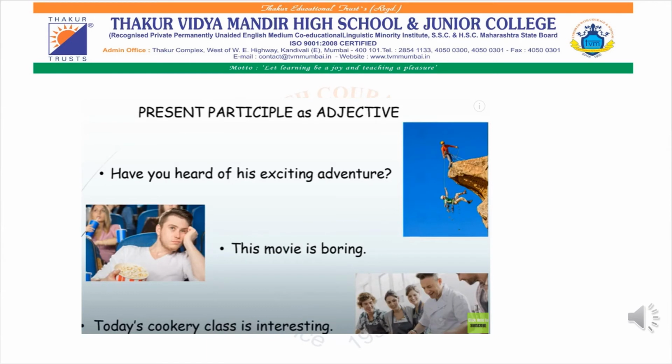So now we shall study the present participle as an adjective. Even in a gerund we use V1 plus ing, that is verb plus ing, and also in a participle we use V1 plus ing. But remember that in a participle the main verb will act as an adjective, and you will understand as we move ahead with the examples. In the first sentence, have you heard of his exciting adventure? Oh my god, look at this picture. Here exciting is the main verb, acting as an adjective. It is telling more about the noun.